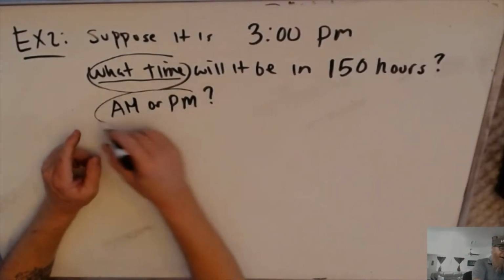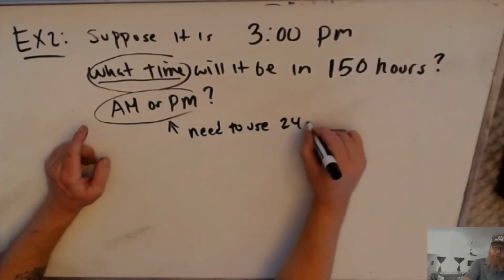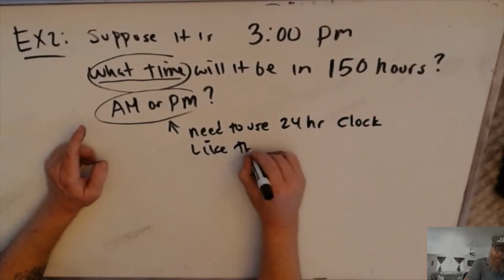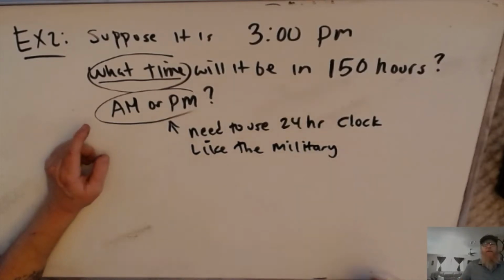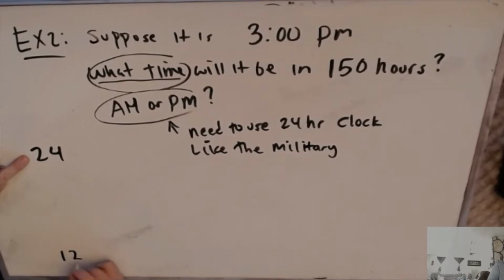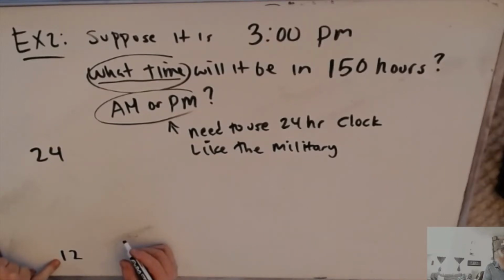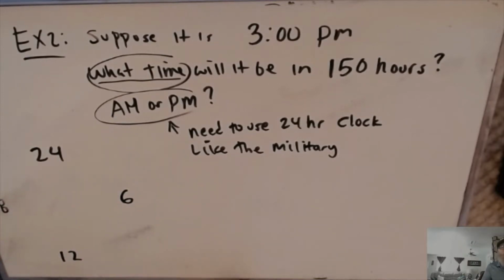So if we want AM or PM, we need to use a 24-hour clock, like the military. Yeah, military time. So the way military time works is you have 24, and then you got 12. 24 acts like 0. 12 is halfway through the day. Then you got 6 over here. You got 18 over here. It's a much bigger clock.